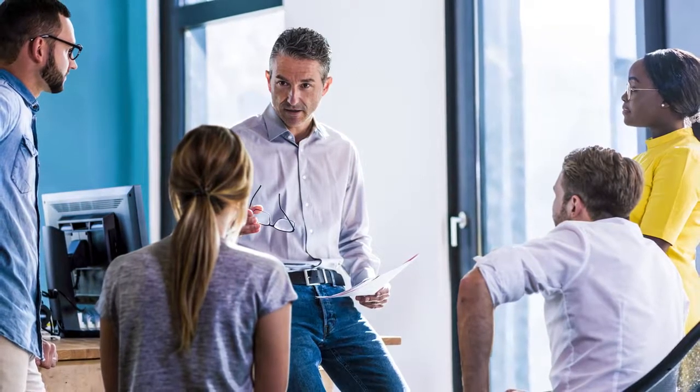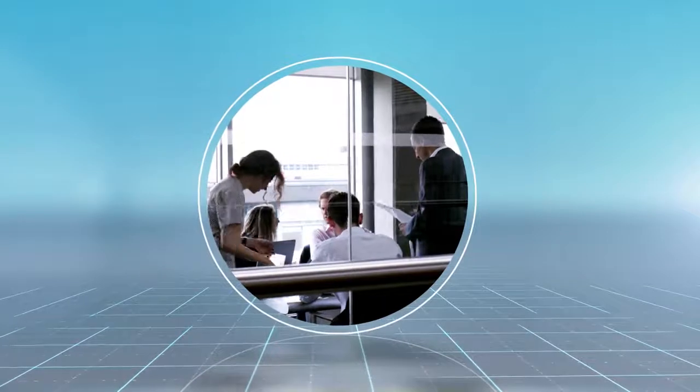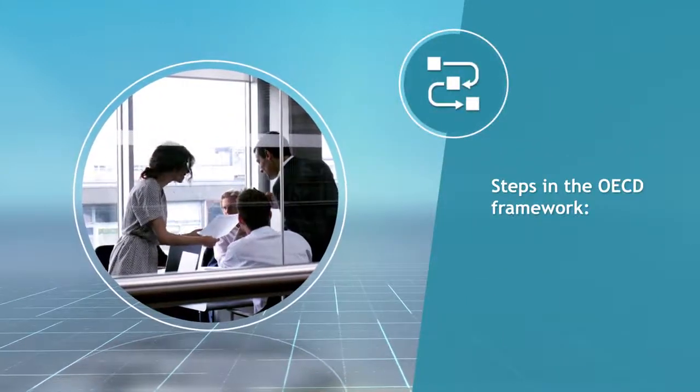The due diligence can be done using a nationally or internationally recognized framework. For example, the Organization for Economic Cooperation and Development, or OECD, Due Diligence Guidance for Responsible Supply Chains of Minerals from Conflict-Affected and High-Risk Areas can help companies avoid contributing to conflict by advising them on their mineral and metal purchasing decisions. There are 5 recommended steps in the OECD framework.